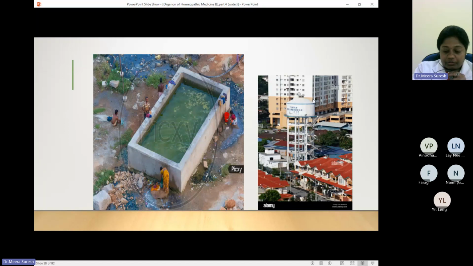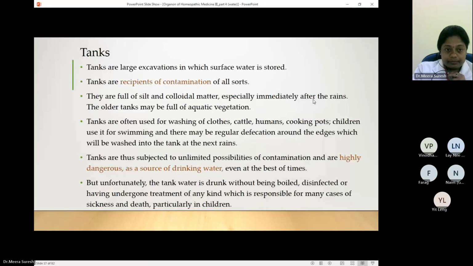So we see the features of the water in the tank. Tanks are large excavations in which surface water is stored. They are recipients of contamination of all sorts. You saw in that picture, they're full of silt, colloidal matter, especially immediately after the rains, because it is not covered obviously. All the silt and the colloidal and whatever waste materials will be running off into it. The older tanks may be full of aquatic vegetation because no one is going to clean it. Probably it is going to be a government property or a public property, so no people will be bothered about cleaning it.